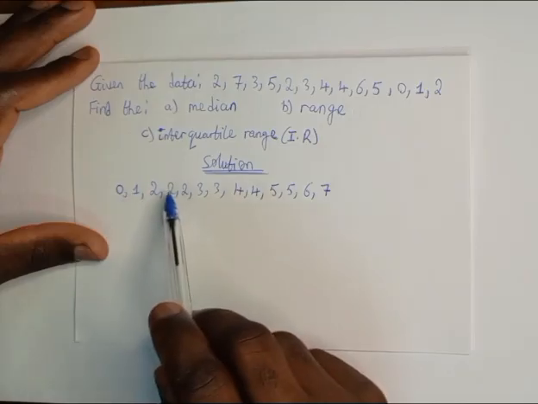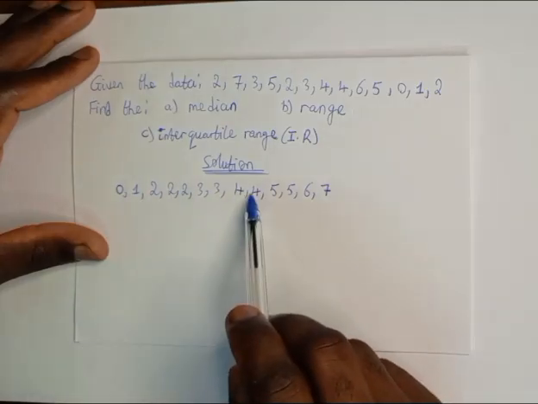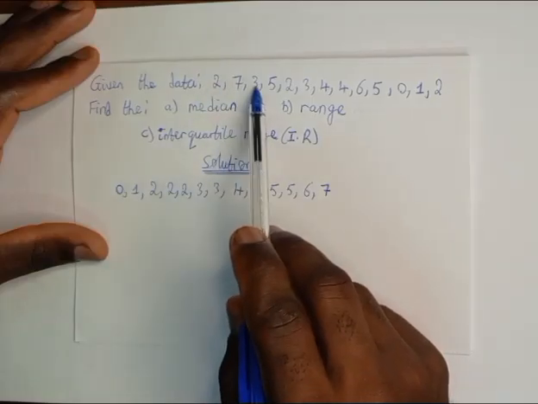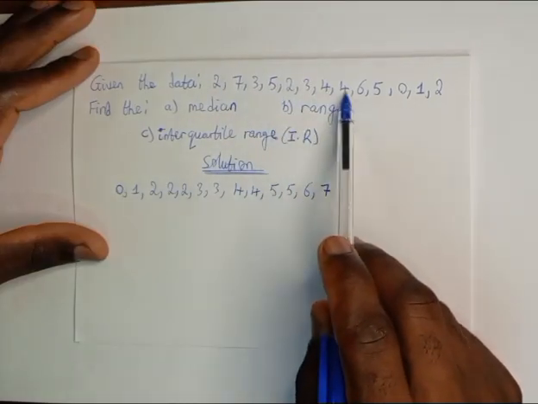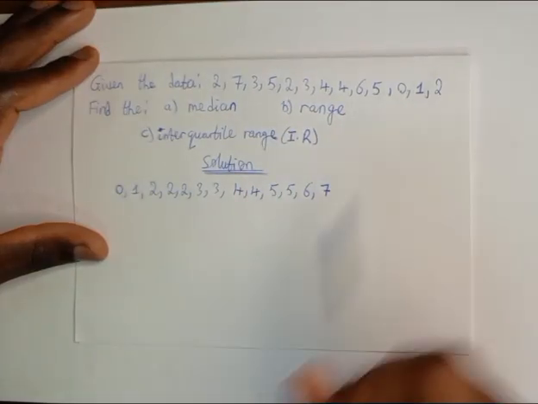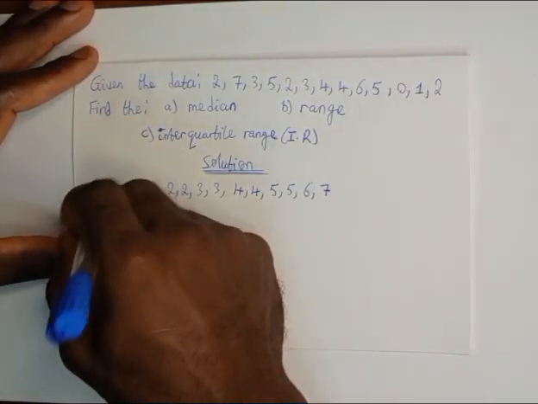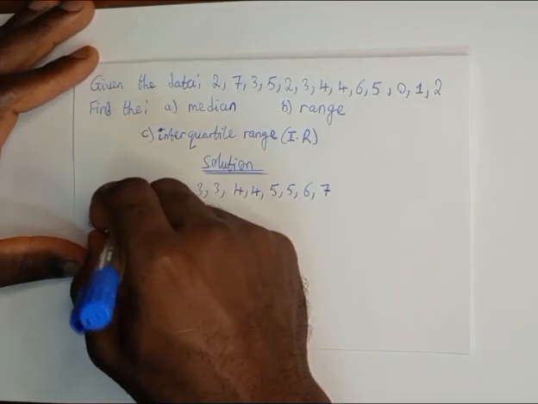1, 2, 3, 4, 5, 6, 7, 8, 9, 10, 11, 12, 13. 1, 2, 3, 4, 5, 6, 7, 8, 9, 10, 11, 12, 13. They are equal. Now for question A, we have to find the median.